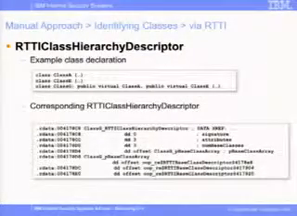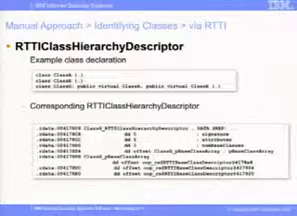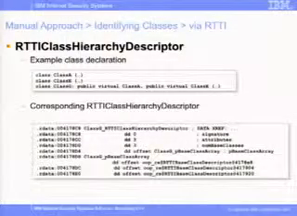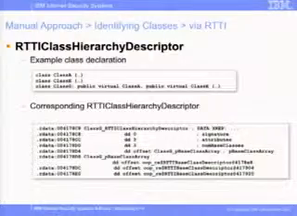So this is an example. The number of base classes here is 3. In this example, class G is inheriting from class A and class E. So the number of base classes here is 3, including itself, so you just decrement by 1. And then the P base class array points to an array of RTTI base class descriptors, which will be discussed later.